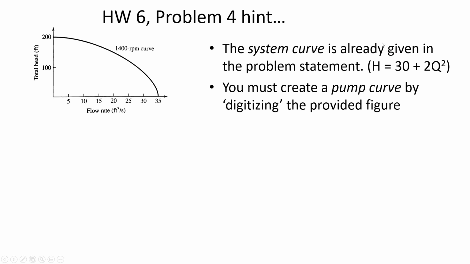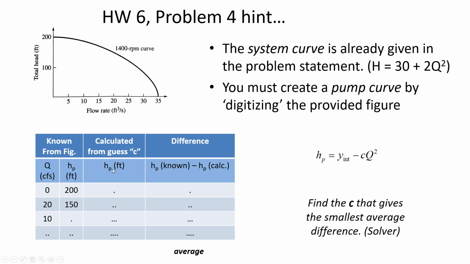So the system curve is given in the statement, but you're having to create the pump curve. And this is the format that pump curves typically take. The y-intercept is H sub P, the pump head, which is what you're calculating. There's some cutoff head. Here you can see that 200 feet is the y-intercept. And then the pump head added decreases as the flow rate goes up. The parameter C, this coefficient in front of the flow rate, is what you're going to have to determine by digitizing the curve and trying to solve for the lowest guess value of C.